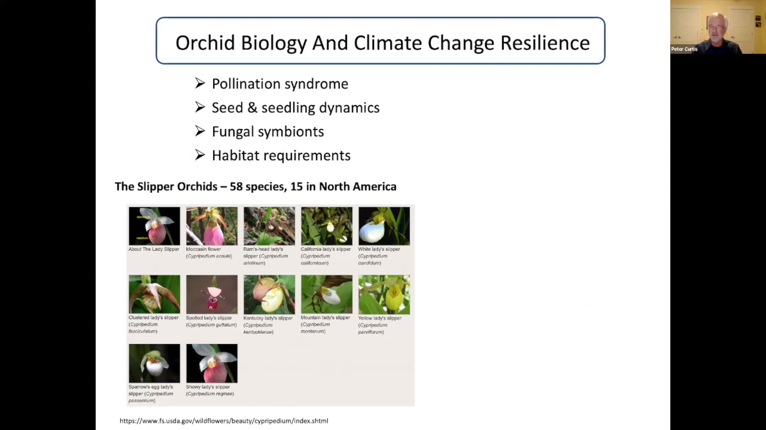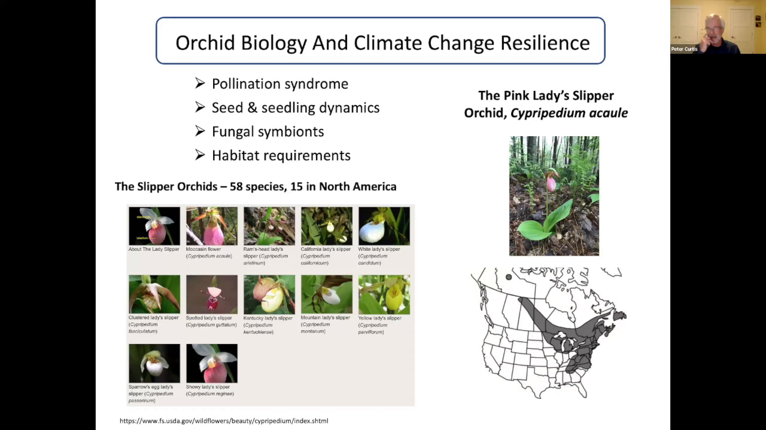I want to take a little bit of a deeper dive into orchids, since they are declining specifically, and they have some biological characteristics which can reveal essentially weird biology from my standpoint, that it seems unlikely that they could survive and persist given their particular syndromes. And so we're going to take a little bit of a detour into orchid biology. It's also one of my hobbies. So pollination systems, seed and seedling dynamics, fungal symbionts, habitat requirements. These are all attributes of orchids, which in many cases set them apart from other species.